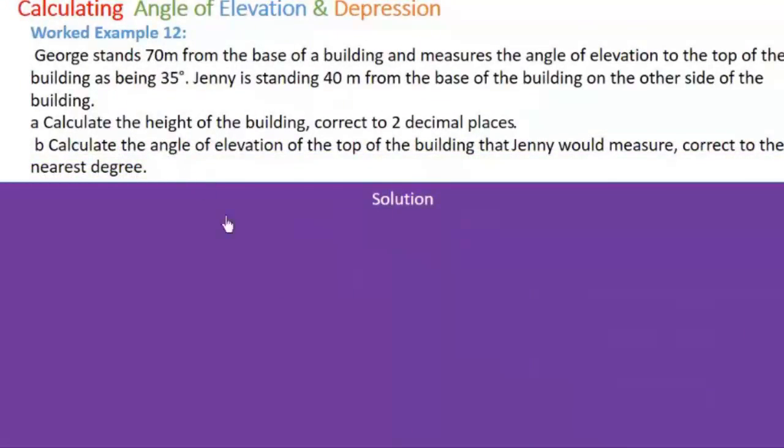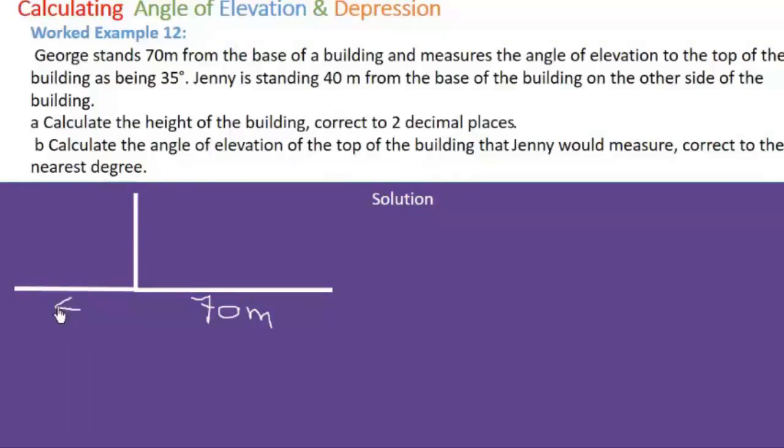George stands 70 meters from the base of a building. So let this be the building. Then 70 meters from the base, so is 70 meters away. Then Jenny is also 40 meters away. Then the angle of elevation of George is 35 degrees. Then that of Jenny we don't know, so let it be theta.